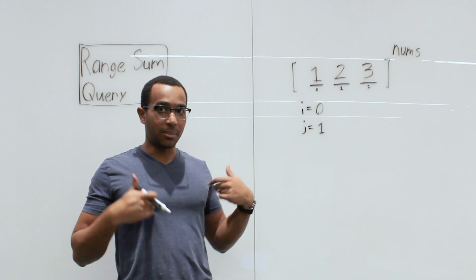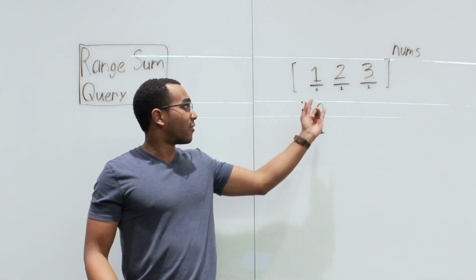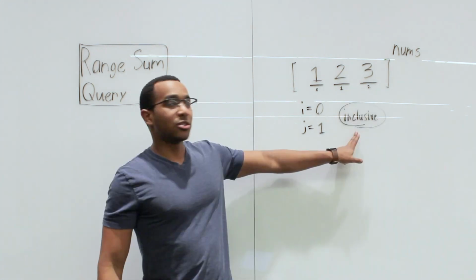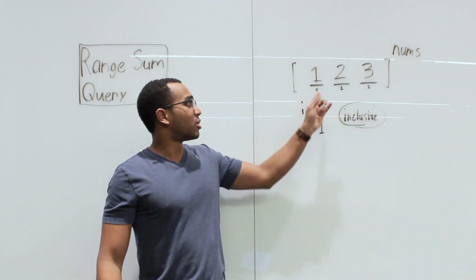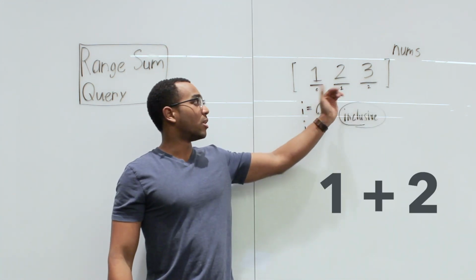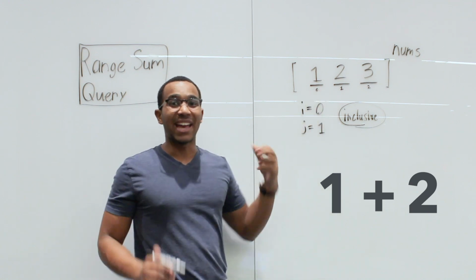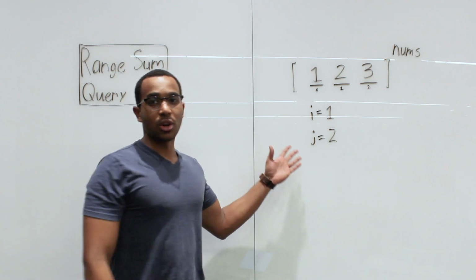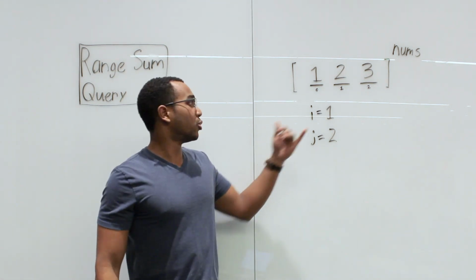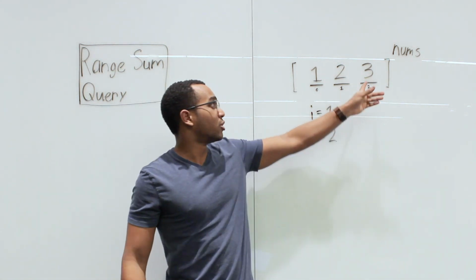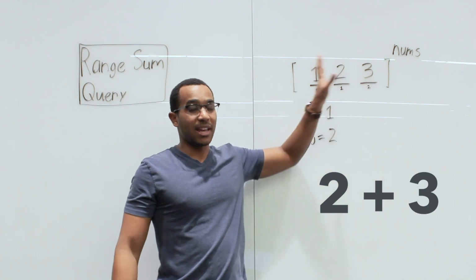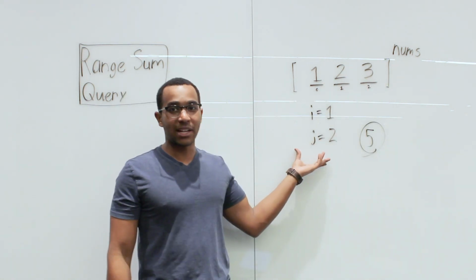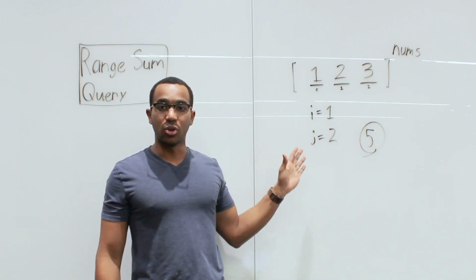Well, the answer would be the sum of the items going from index 0 to index 1, inclusive. So this is inclusive. So we do 1 plus 2. We stay within the boundaries. The answer is 3. So let's do another example. If i equals 1 and j equals 2, we go from index 1 to 2. 2 plus 3 is 5. So 5 is the answer for the range sum query 1 to 2.